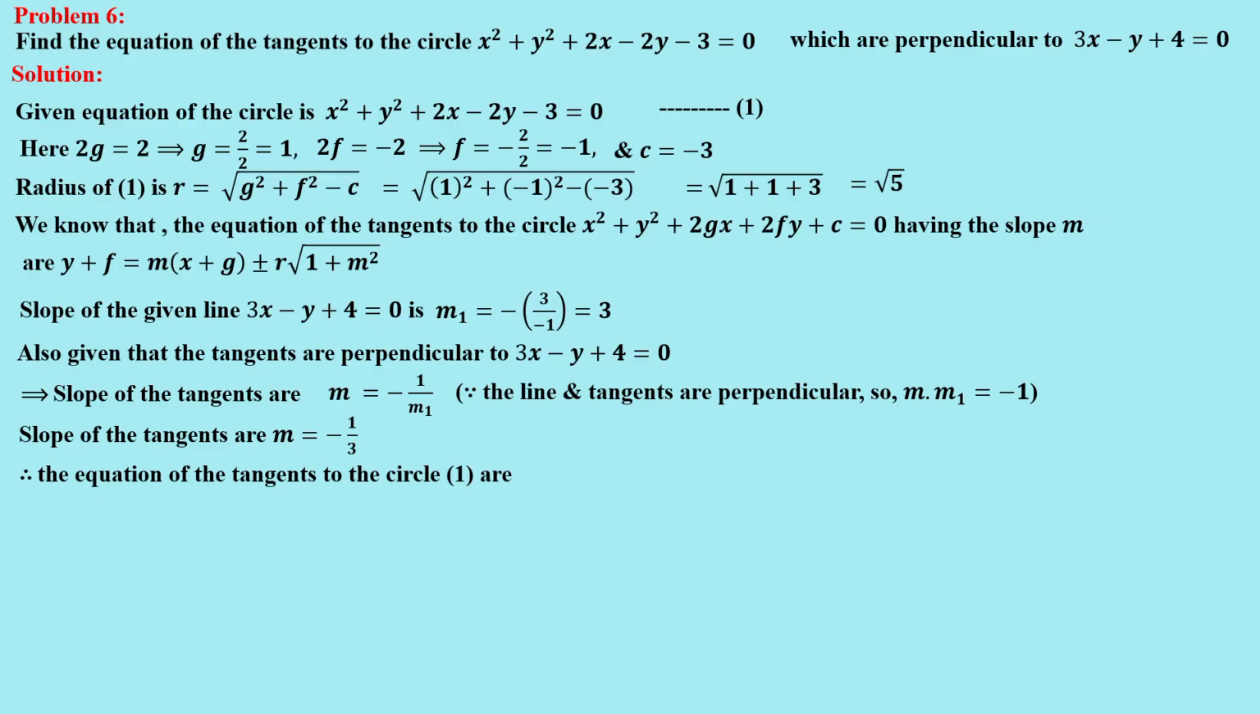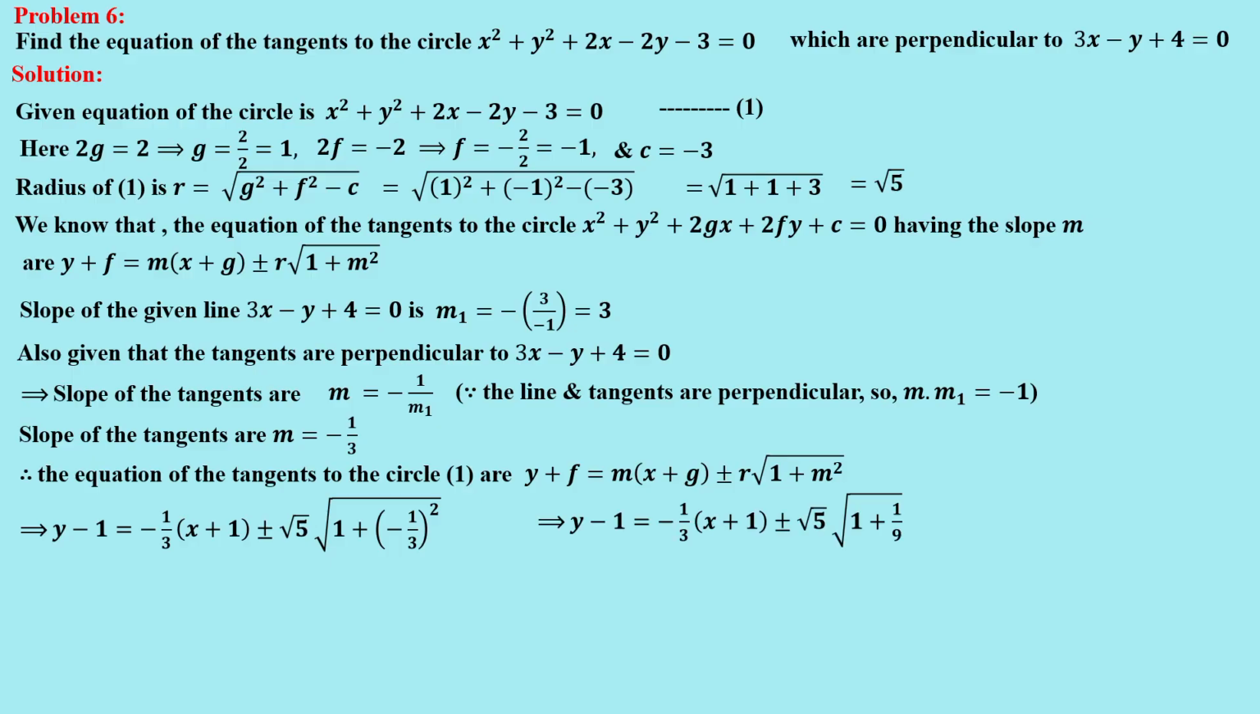Therefore the equation of the tangent to the circle is given by y plus f equal to m into x plus g, plus or minus r into root of 1 plus m square, that is y minus 1 equal to minus 1 by 3 into x plus 1, plus or minus root 5 into root of 1 plus minus 1 by 3 whole square. So that is y minus 1 equal to minus 1 by 3 into x plus 1, plus or minus root 5 into root of 1 plus 1 by 9.